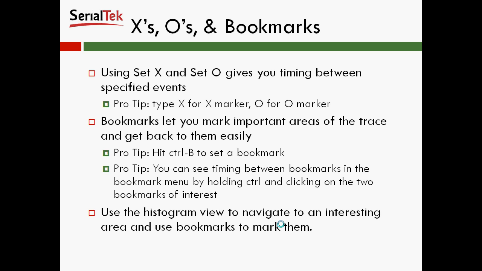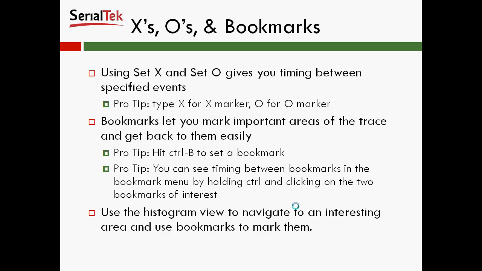Pro tip: when you're on an event that you want to bookmark, hold control and hit B to set a bookmark. Also, you can see timing between bookmarks in the bookmark menu by holding control and clicking on the two bookmarks of interest. Lastly, I like to use histogram view to first navigate to an interesting area and then use bookmarks to mark them.